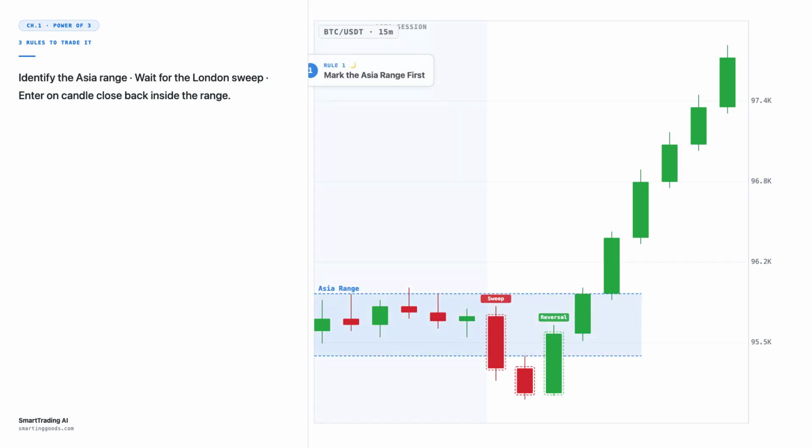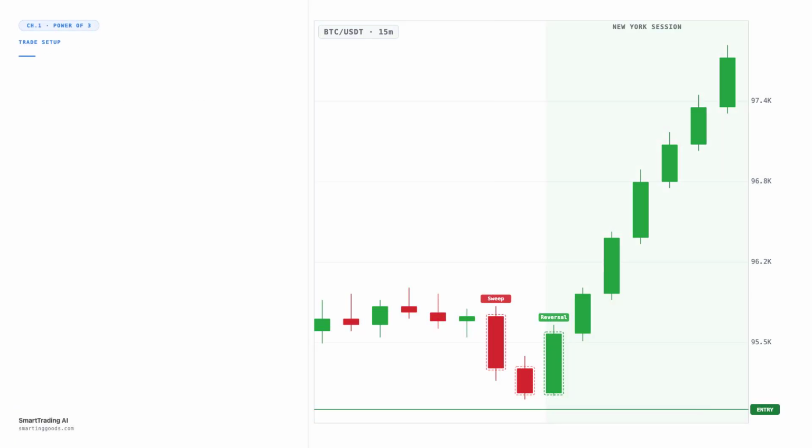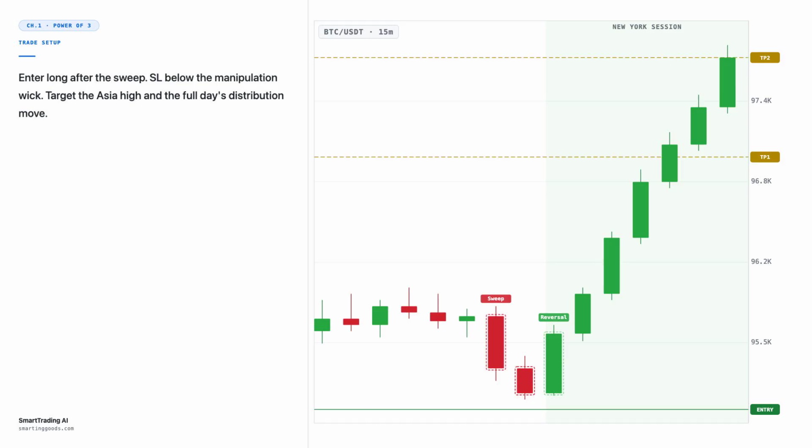1. Identify the Asia range before London opens. 2. Watch for a break below the Asia low at London Open. That's the manipulation. 3. Wait for a candle close back inside the range. Then enter long, targeting the Asia high and beyond. Your stop goes below the manipulation wick. Risk is tight. Target is the full day's distribution move.